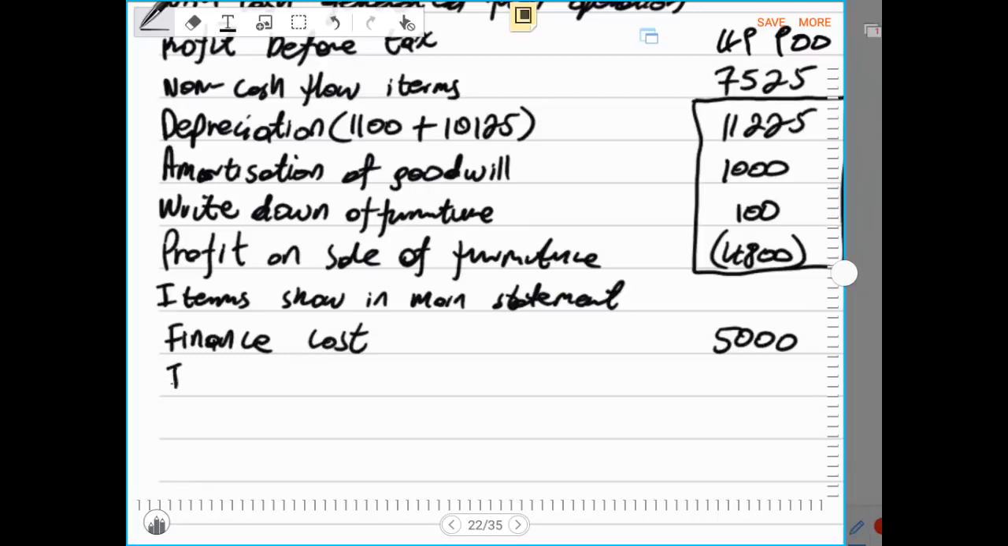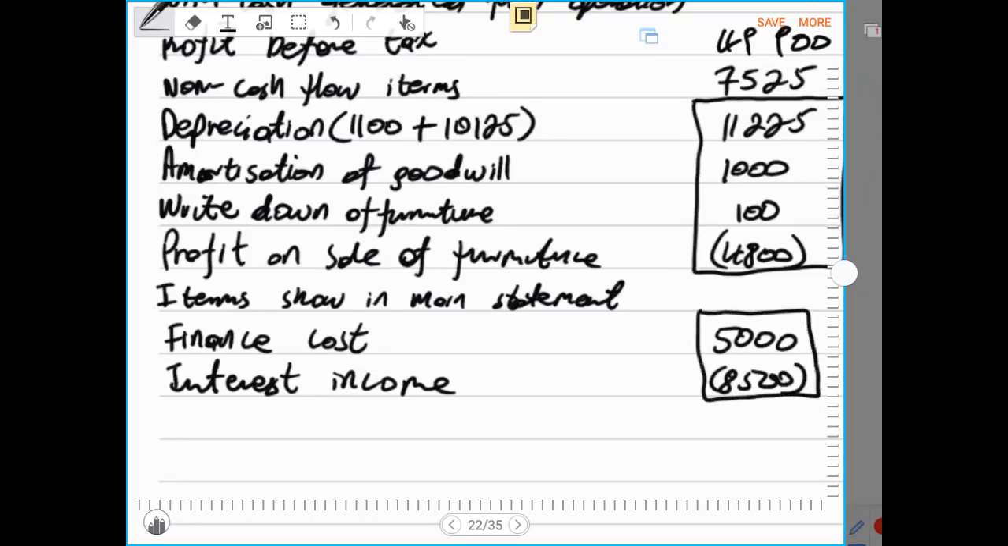Then after we have interest income, and the interest income will have to be negative. And the interest income, I think we said that will be an amount of 8,500 negative because we are reversing the income which was recorded as a positive, increasing the profit. So now that will mean the total will be 3,500 negative because it's 5,000 minus 8,500. So now the total of the items that are shown in the main statement will be negative 3,500.